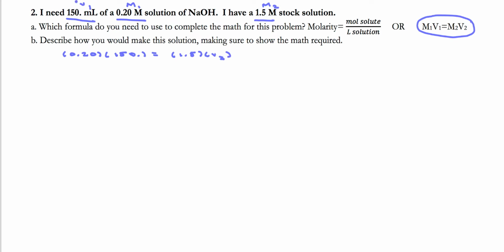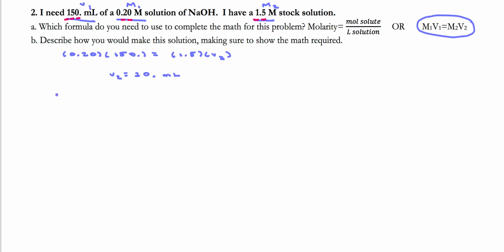Notice I didn't convert this V1 volume into liters. You can keep it as milliliters. That's perfectly fine. What it does tell you, though, is that your V2, when you solve for it, will be in milliliters. Okay, so I'm going to take 0.2, multiply by 150, and then divide by 1.5. And so what I get, V2, is 20 mils. Okay, let's figure out sig figs really quickly. I'm going to want 3 sig figs from 150, 2 from 0.20 molar, and 2 from 1.5 molar. And so as a result, I need to make this 20, with a decimal point, to make it 2 sig figs milliliters.